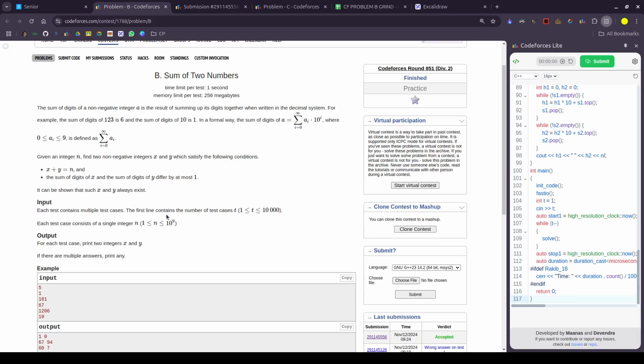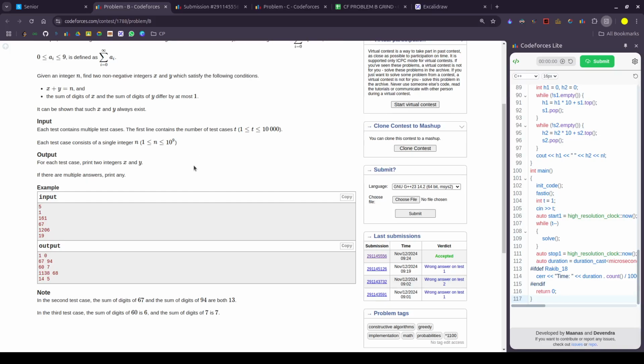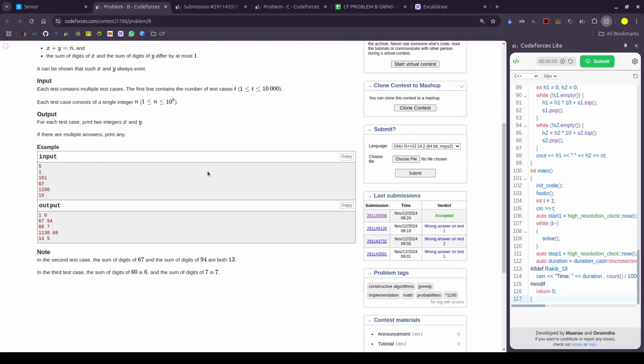So here the problem statement says that we will be given an n like 123, and we have to make two elements from n where x plus y equal to n. The summation of digits of 123 is 6, so like that the summation of x and the summation of y will differ by at most 1. So it can differ by 0 or it can differ by at most 1. So let's break down the test cases.